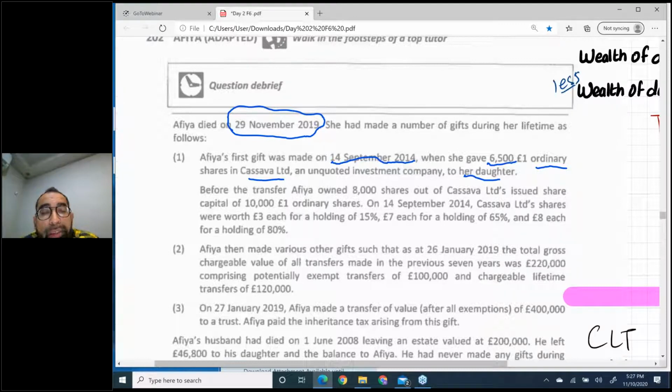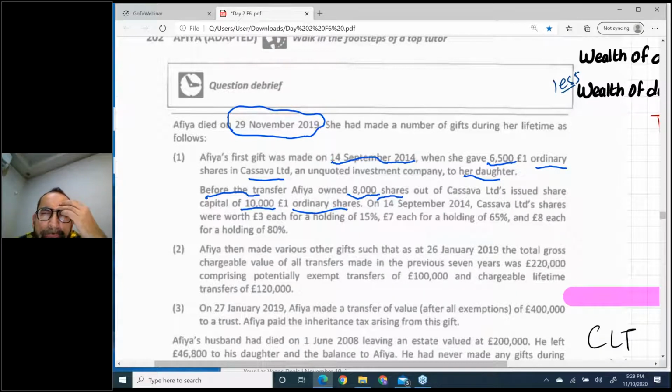This is a gift to a person, a PET. Sometimes, as in this question, you have to calculate the decrease in wealth of the donor; sometimes they give it ready-made. Let's calculate. Before the transfer, Afia owned 8,000 shares out of Cassava Limited's 10,000 ordinary shares. She has not given any gift yet, so for the first line, wealth of donor before gift, we use 8,000 shares.